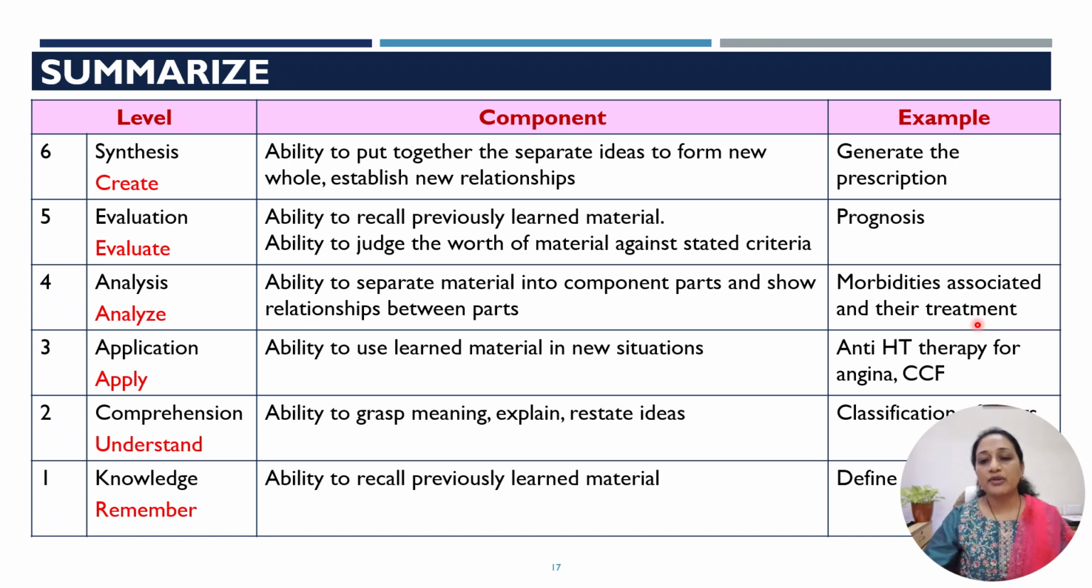Then assessing comorbidities associated with the hypertension and then finding out the treatment required for that kind of limitation or a comorbidity would be at the level of analysis or level 4. Giving an appropriate prognosis, making a difficult choice, and judging whether the treatment plan is correct or not is at the level of 5 or evaluate. And finally, prescribing a customized prescription or a treatment plan for this particular patient would be by generating the prescription at level 6 or create, the level of synthesis.